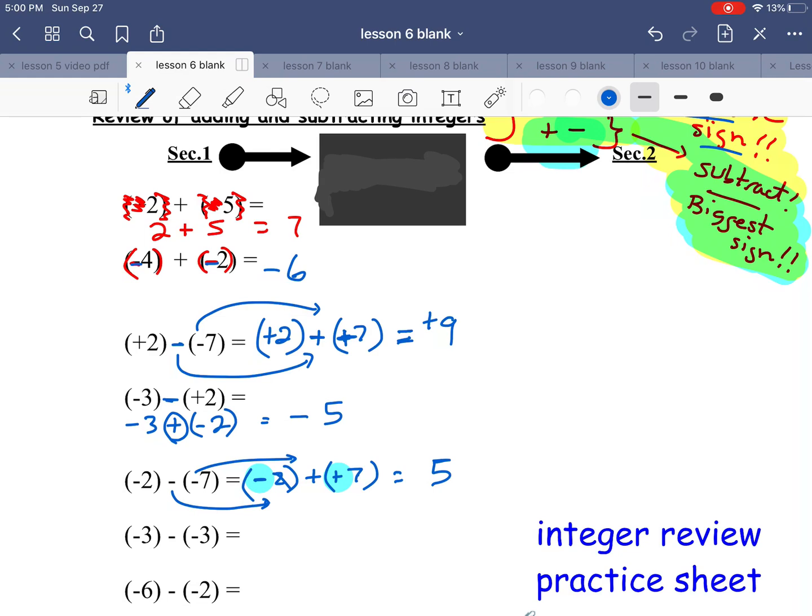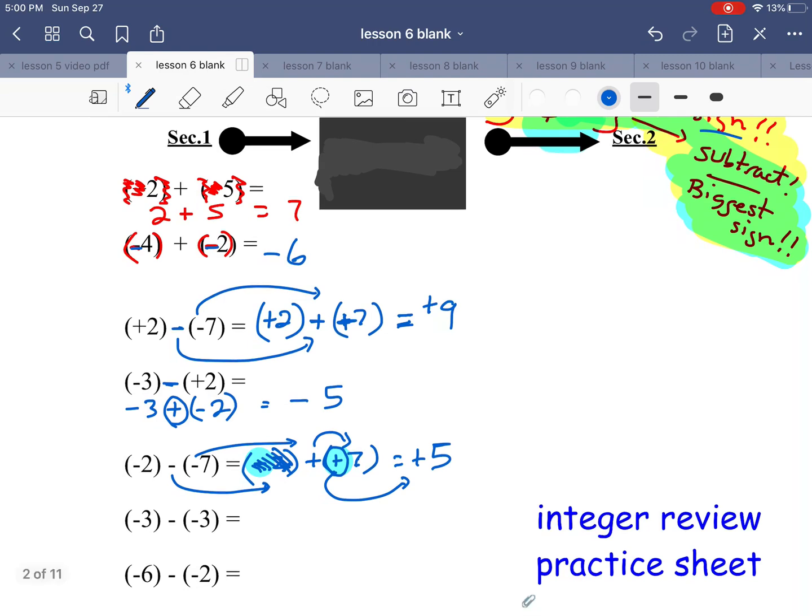Which number is bigger? Don't look at the signs, okay? Just look at the number. The signs are important, but when you look at the bigger number, just the number, the 7 is bigger. So it controls the sign of what's left over. You're basically taking 2 of these out of here. So you're left with 5 positives.